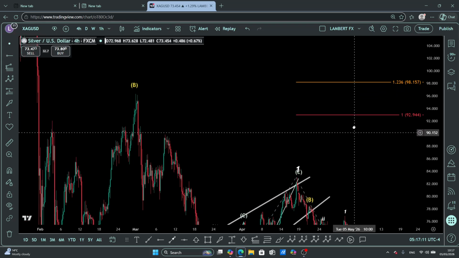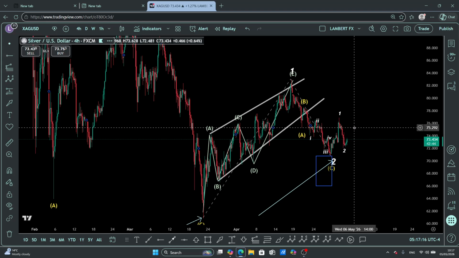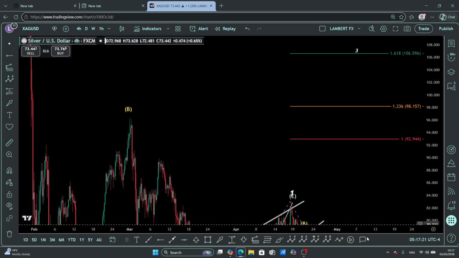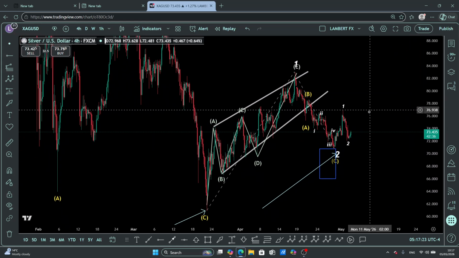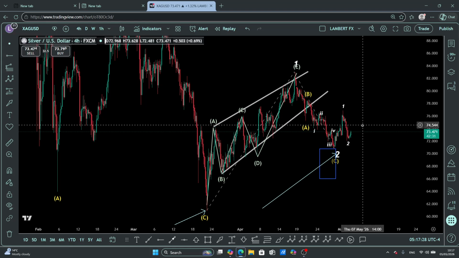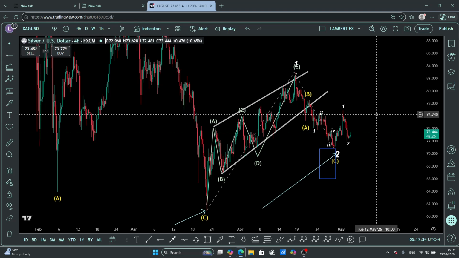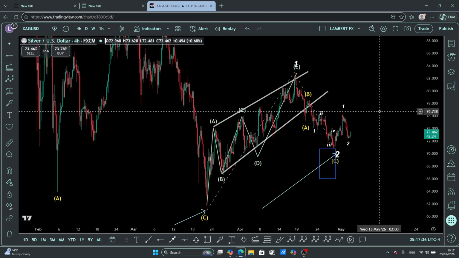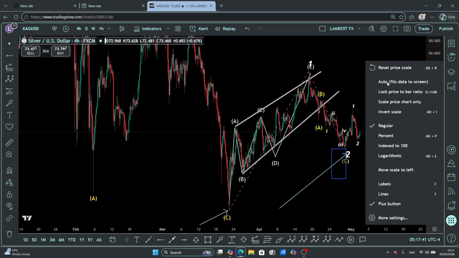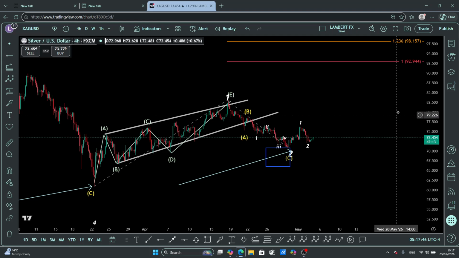If you're a swing trader and you're happy to hold this trade to the $1.15 area, then good luck to you. But if you're a day trader, all you need to do is look for longs only. No selling. Look for longs only to the 105 area. So this is silver, and I hope the analysis is simple and clear.